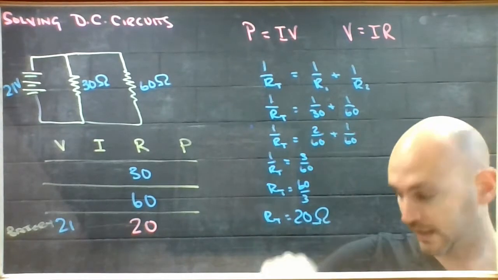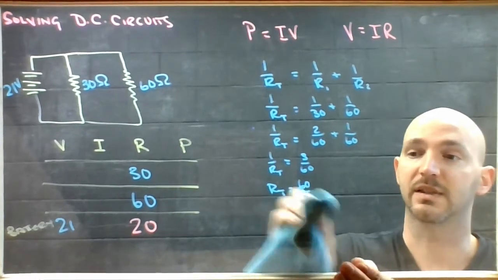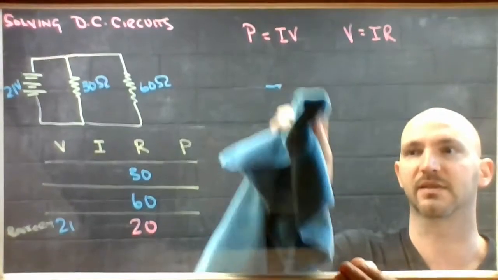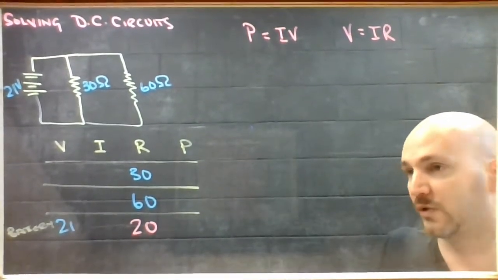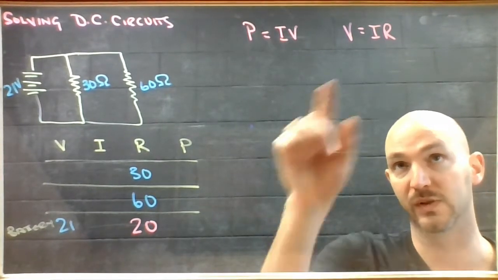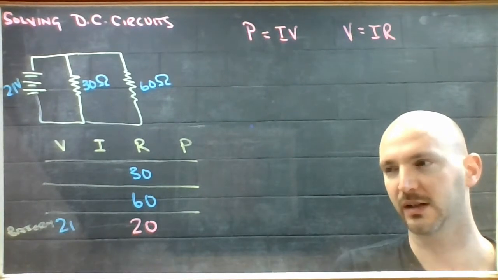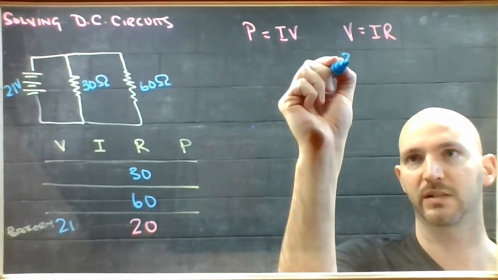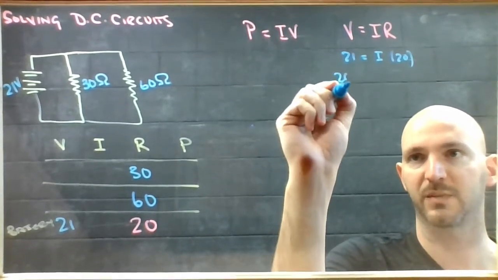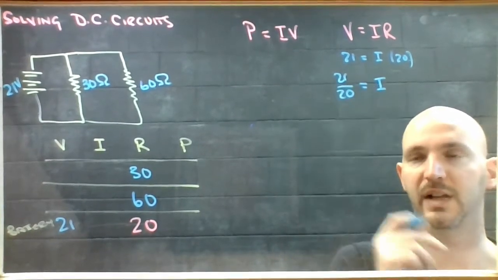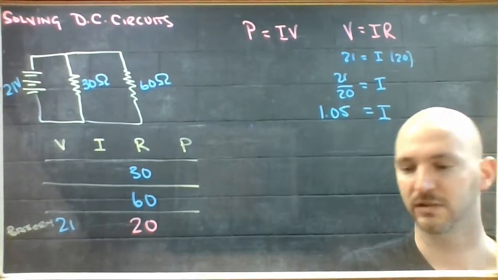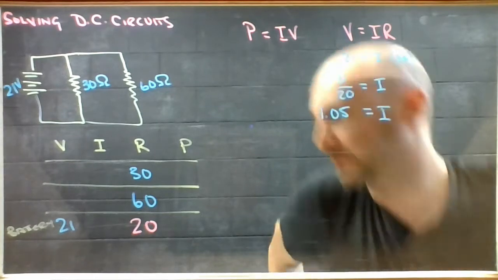And then I can get rid of this because I don't need it. But you'll notice that I ended up with the same situation as I did in the last example. I know the total resistance of the circuit now, and I know the voltage of the battery. So once I have those two things, I can calculate the current using Ohm's law. So my current there, voltage is 21. Current I don't know. Resistance total is 20. So I end up with 21 over 20 equals I. And I'm pretty sure that's 1.05. And I'm going to grab a calculator to check.